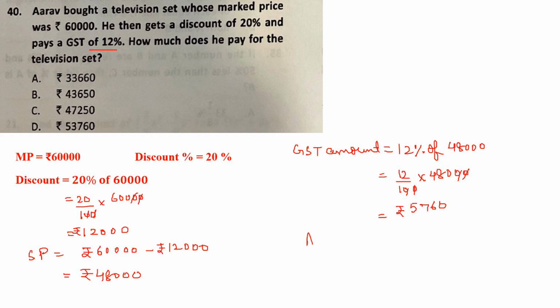So the final amount which he will pay will be whatever the sale price was, 48,000 rupees. In that you have to pay the tax, which is 5,760. And if you add it, you will get 53,760. So option D is the correct answer.